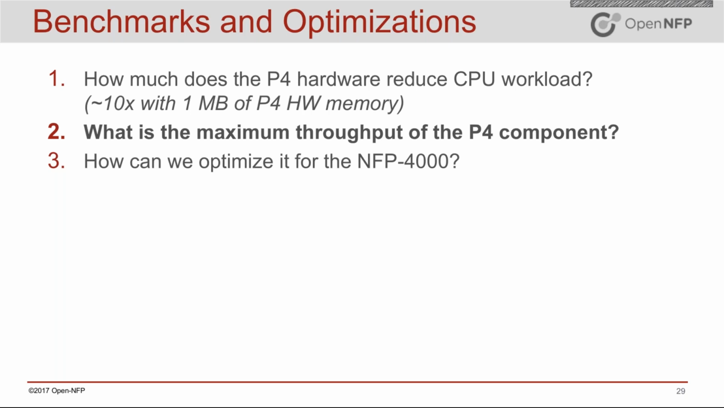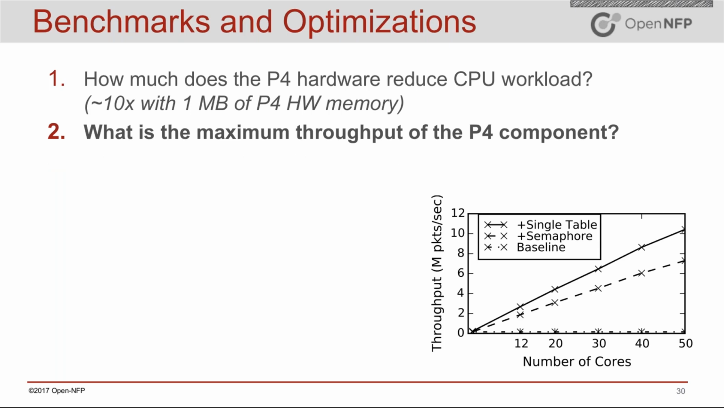All that workload reduction is great, but it's not really worth anything if the P4 hardware, for example, could only forward or could only process 100,000 packets per second. So we benchmarked this on the NFP 4000, and it depends on the number of cores that are enabled, and it also depends on what kinds of optimizations you have. This graph here shows throughput with respect to the number of cores you have enabled on the P4 SmartNIC. And it also shows the effect of two different optimizations, which I'll talk about in a little bit.